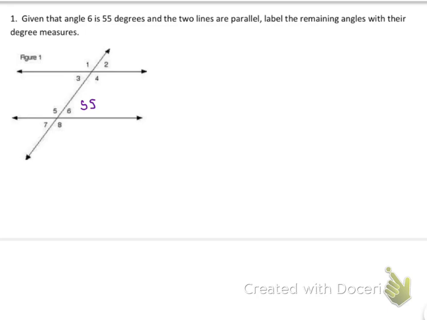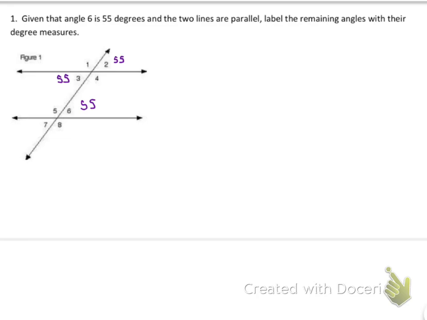3, 2. Why is 3 55? Alternate interior. Okay, what else? 2. Why? I forgot. You got a couple options for this one. If you knew 3 was 55, 2 is 55 because they are? Alternate. No. Vertical. Yes. They are vertical angles.